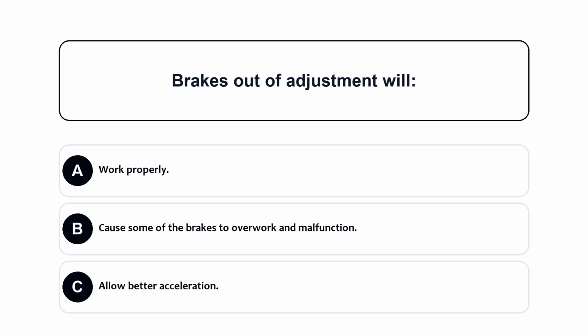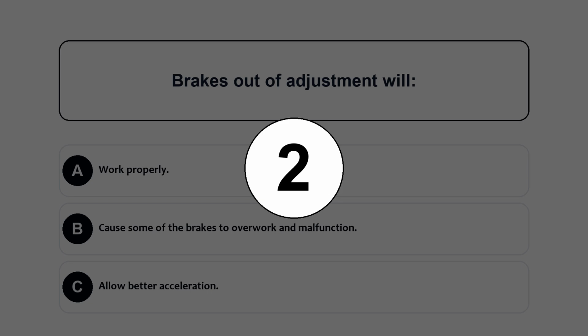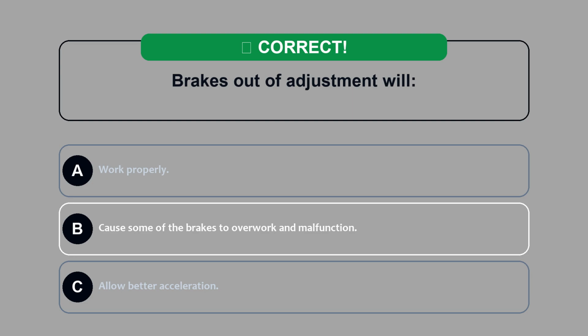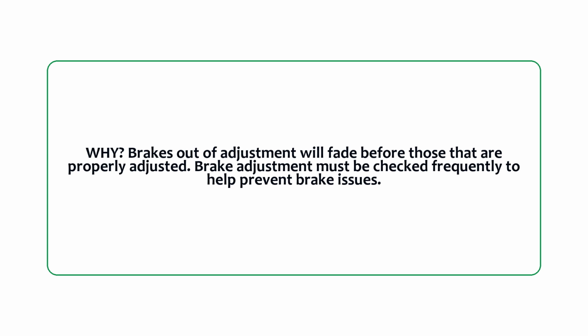Question 16. Brakes out of adjustment will: option A, work properly. Option B, cause some of the brakes to overwork and malfunction. Option C, allow better acceleration. The correct answer is option B, cause some of the brakes to overwork and malfunction. Explanation. Brakes out of adjustment will fade before those that are properly adjusted. Brake adjustment must be checked frequently to help prevent brake issues.